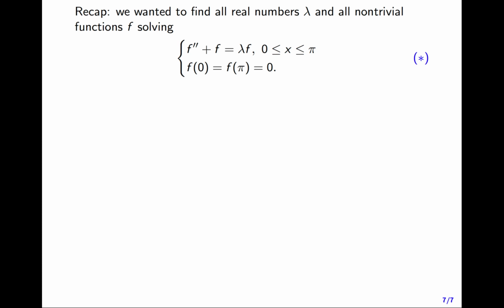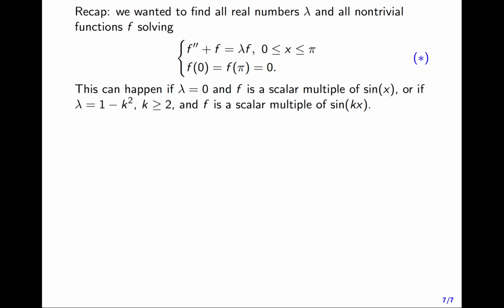Let's summarize what we did here. We wanted to find all real numbers lambda and all non-trivial functions f that solve the boundary value problem f double prime plus f equals lambda f on the interval 0 to pi, with boundary conditions f of 0 equals f of pi equals 0. This can happen when lambda equals 0 and f is a scalar multiple of sine of x, or if lambda equals 1 minus k squared for k greater than or equal to 2, and f is a multiple of sine of kx. So let's simplify all this by putting lambda k to be 1 minus k squared and phi k of x to be sine of k times x for k greater than or equal to 1. In particular, we see that lambda 1 is equal to 0 and phi 1 is equal to sine of x.